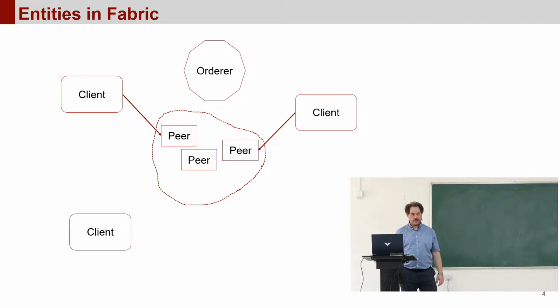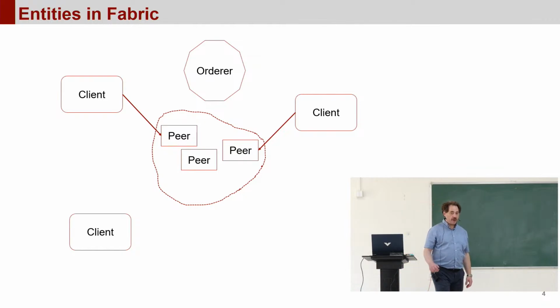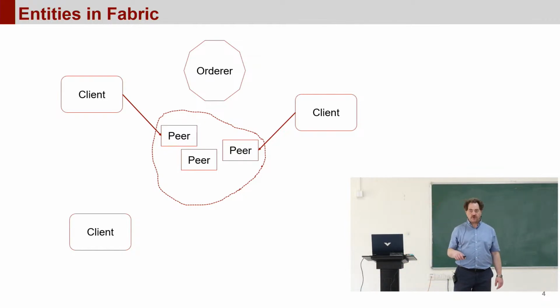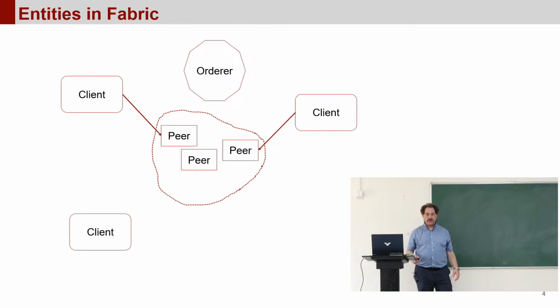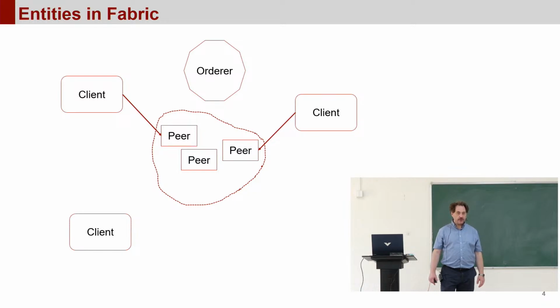Then we have clients. Clients are representing applications built on top of Fabric. So clients are not part of the ledger, not part of the blockchain implementation in Fabric. Instead, they are building applications. They're the ones initiating transactions. Now, transactions in Fabric are usually not financial transfers. It's more like let's store this kind of data, or let's update the database. It's this kind of transactions.